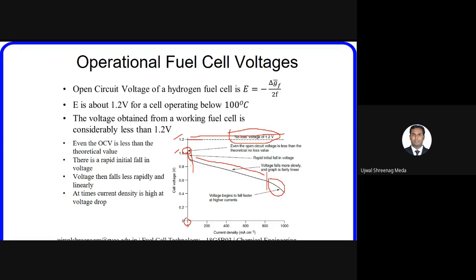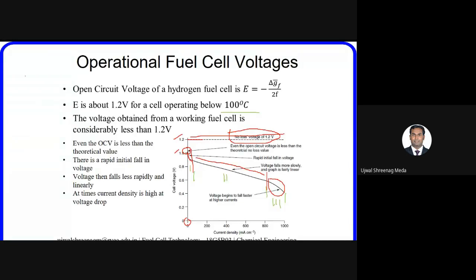That is zone 1 from 0 till this point. This is zone 2 from this point till this point, and this is zone 3. So these three zones talk about different types of losses that are associated with the fuel cell. We shall go to those losses at a later stage. Now we are just trying to understand a basic IV curve. And this is an IV curve for a fuel cell operating at a temperature below 100 degrees centigrade.